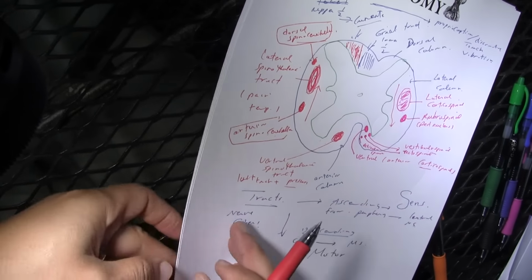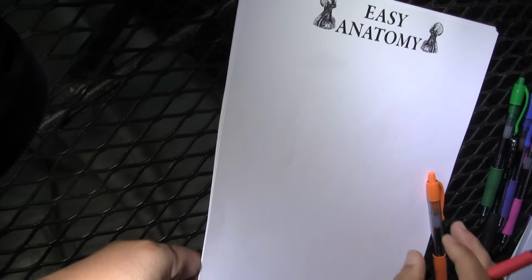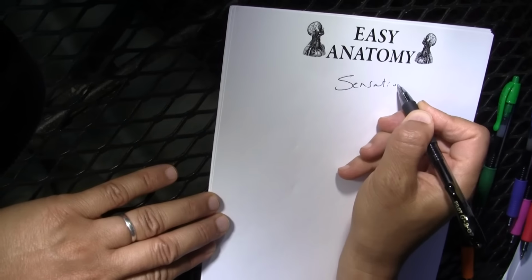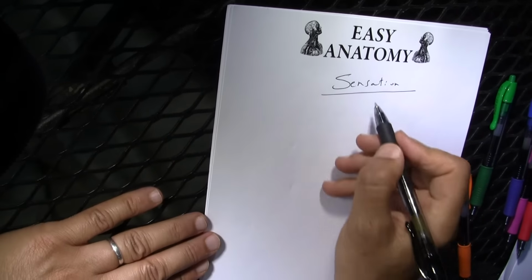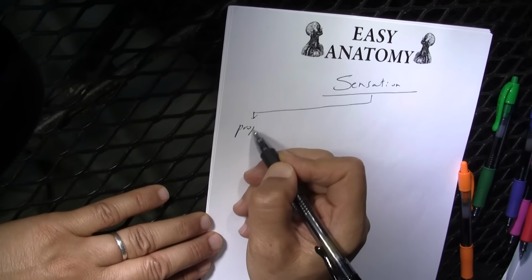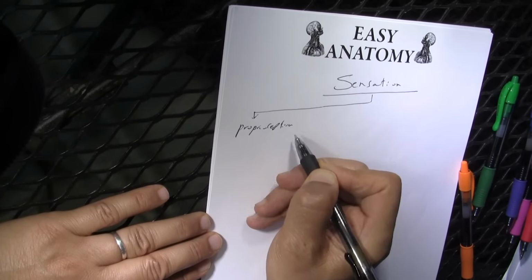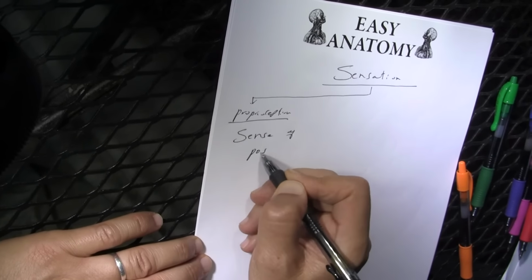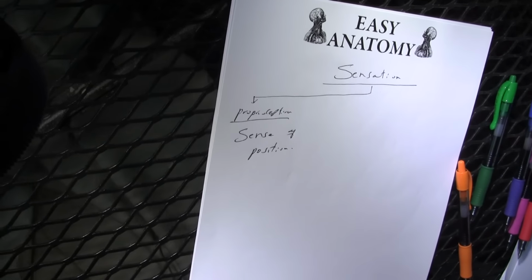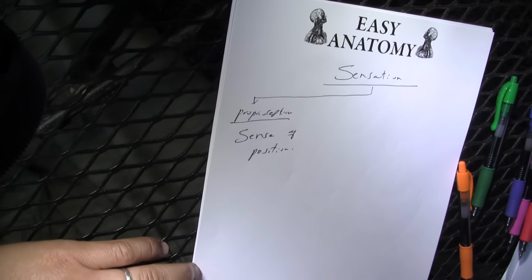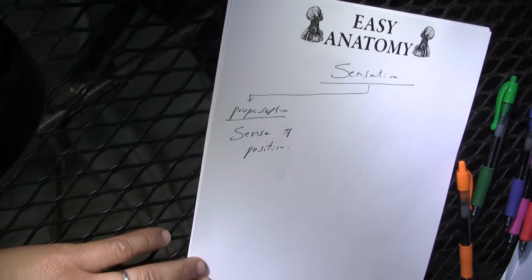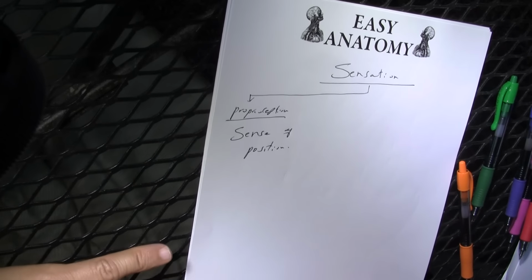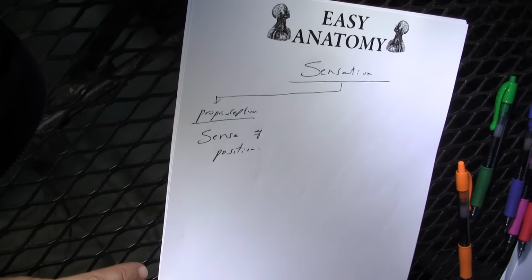Okay, so from this we can divide sensation. What are the sensations? We're going to talk about it. You have proprioception sensation, which is sense of position. If you ask your patient to close his eyes, and then you start to move his limb around, he should be able to tell you if the limb is extended or flexed. So this is sense of position.